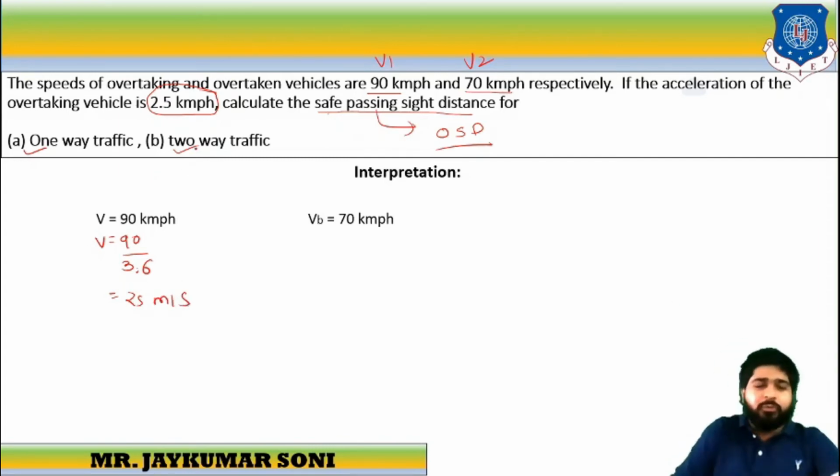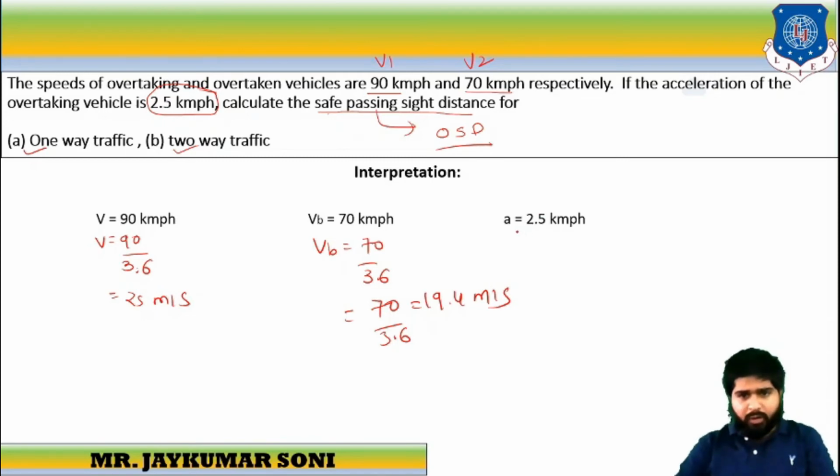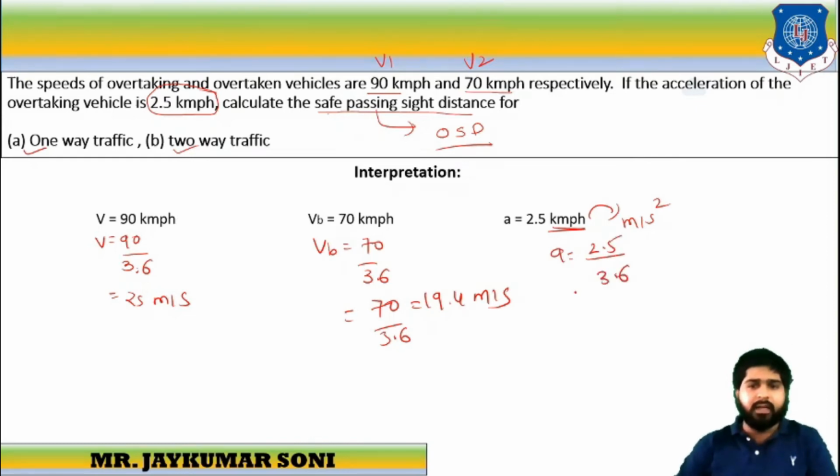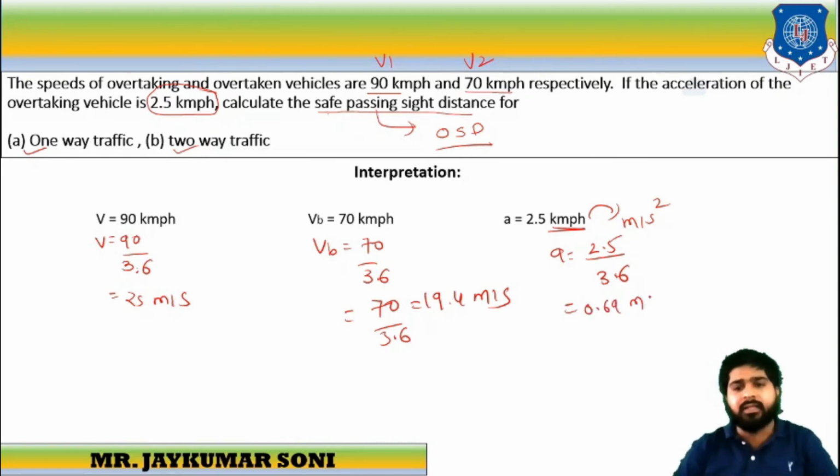Now let us convert this 70 kmph into meter per second by dividing it by 3.6. 70 by 3.6. Tell me what is the value that you are getting? Okay, so the value is 19.4 meter per second. Now we have the value of acceleration as 2.5 kmph. It is in kmph, so we have to convert this value into meter per second square. In order to do that, we divide this value by 3.6 and we get 0.69 meter per second square.